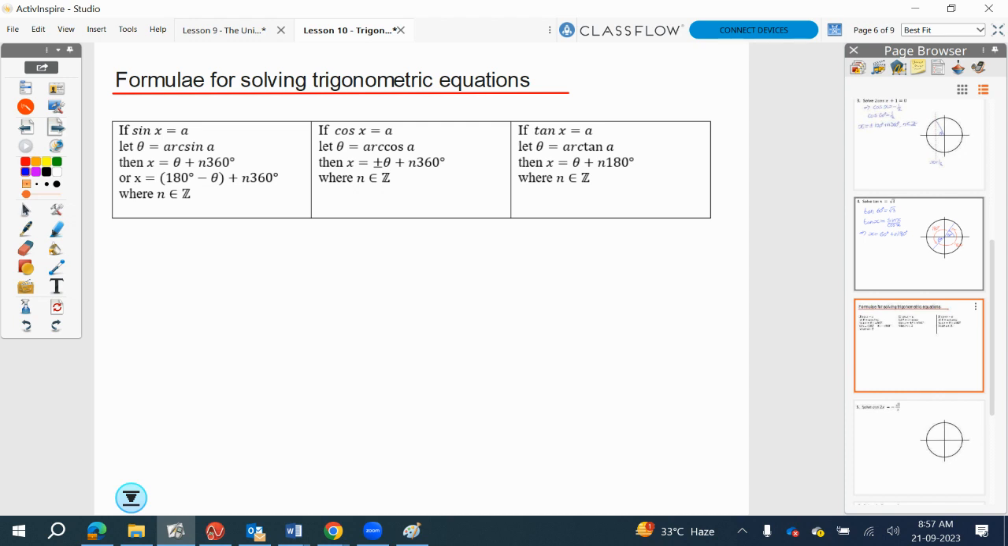So firstly, when we're solving one, let me take cosine, it's always easiest. If we're given the characteristic equation, cosine of x is equal to some value, the first thing you're doing is looking for a theta from the exact value table. You're taking the arc cosine of whatever your value was, let's say a is equal to a half. Your first step is to say, well, that's 60 degrees.